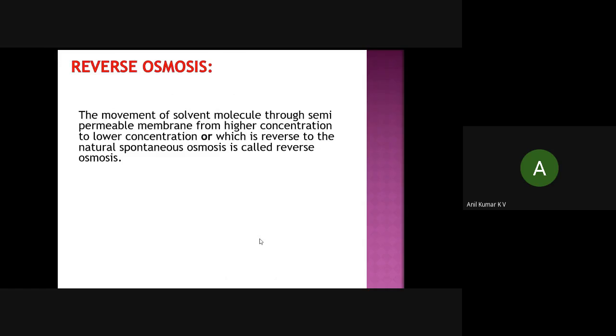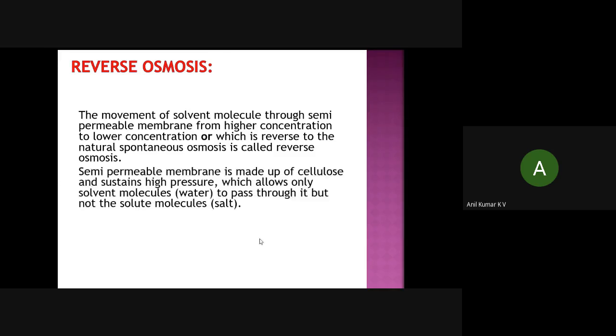The movement of solvent molecules through a semi-permeable membrane from higher concentration to lower concentration is natural spontaneous osmosis. The reverse of this is called reverse osmosis. That means the movement of solvent molecules through a semi-permeable membrane from lower concentration to higher concentration is called reverse osmosis.